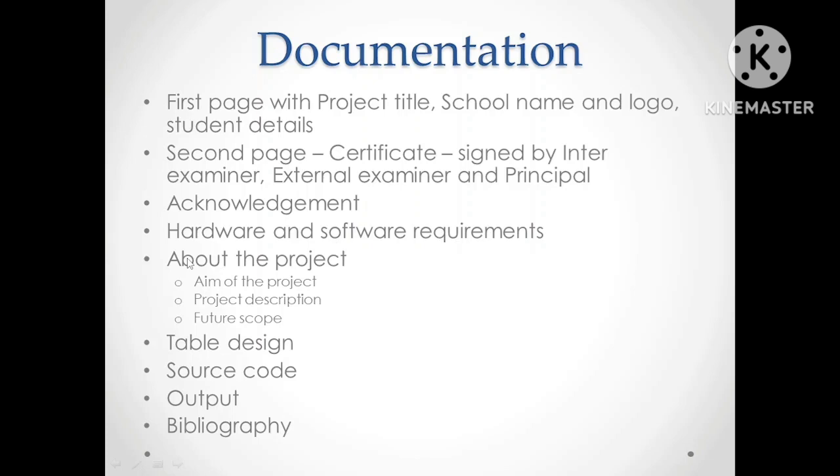Then about the project, give the title as about the project. Give the aim of your project. What are you going to solve using this project? Then describe how your project works. What are all the options you have given? Write it as a paragraph. Then future scope. What are the other options that can be added in future? What are the advancements that can be added in your existing project that you can give in future scope?